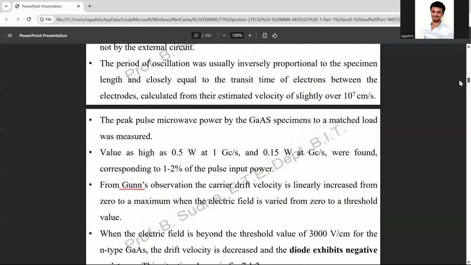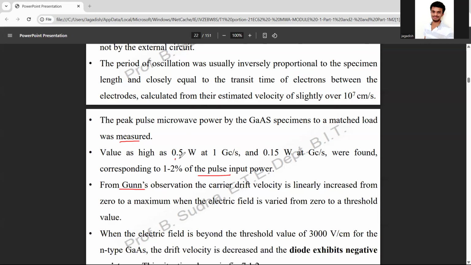The peak pulse microwave power by the gallium arsenide specimen to a matched load was measured: 0.5 watt at 1 gigacycle per second and 0.1 watt at, this is gigacycle per second we will call, were found, corresponding to 1.2% of pulse input power.